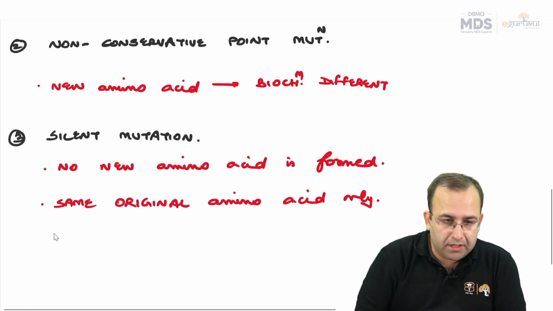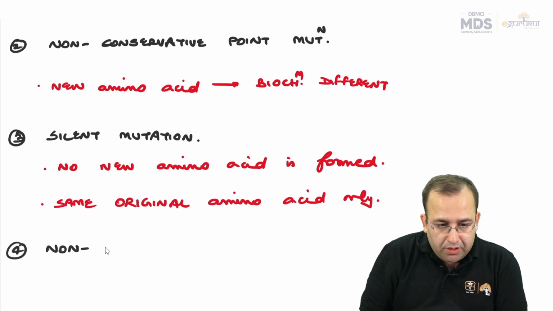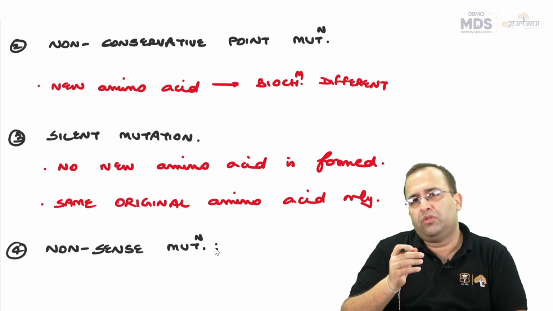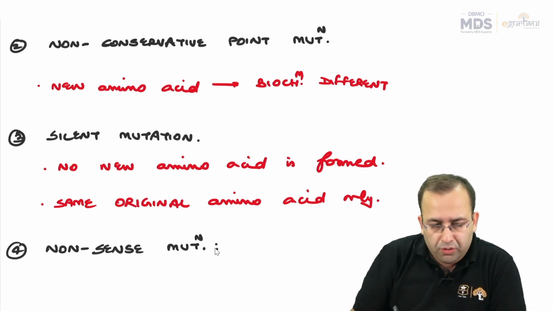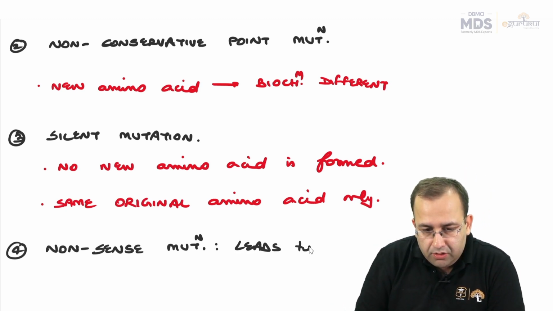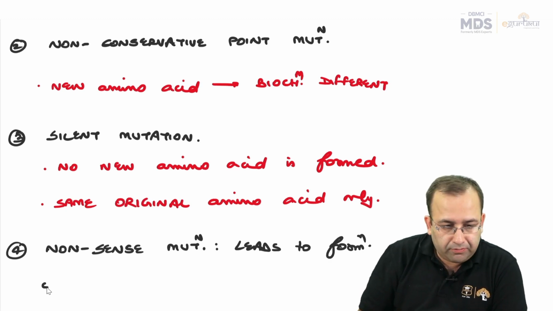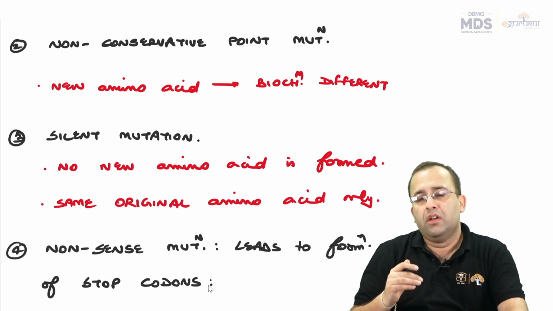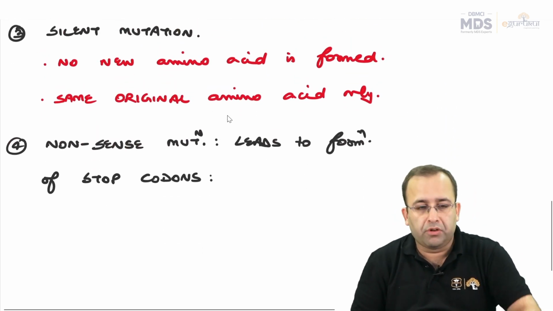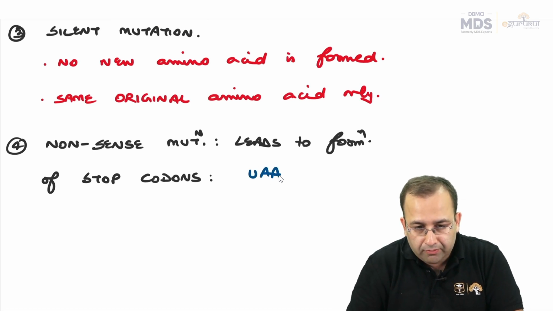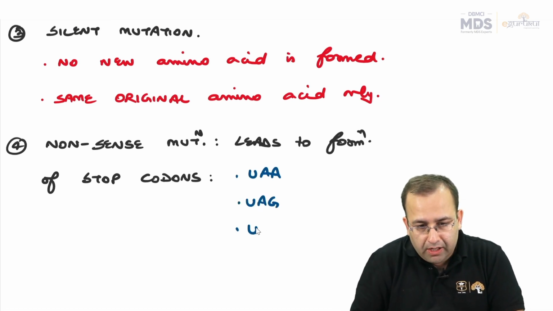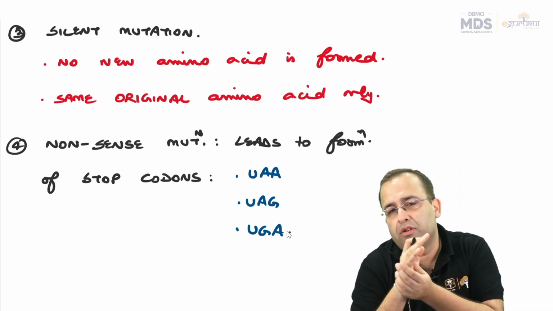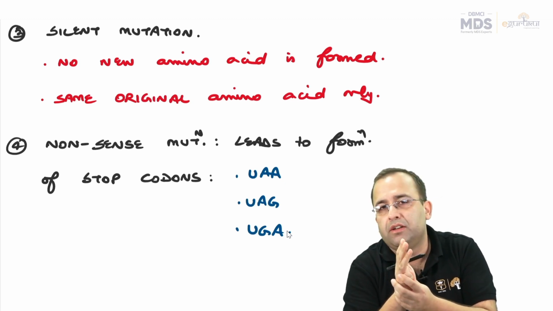Next is a nonsense mutation. The name tells you it is so nonsensical that it leads to the formation of stop codons. Which are the stop codons? That is UAA, UAG and UGA.